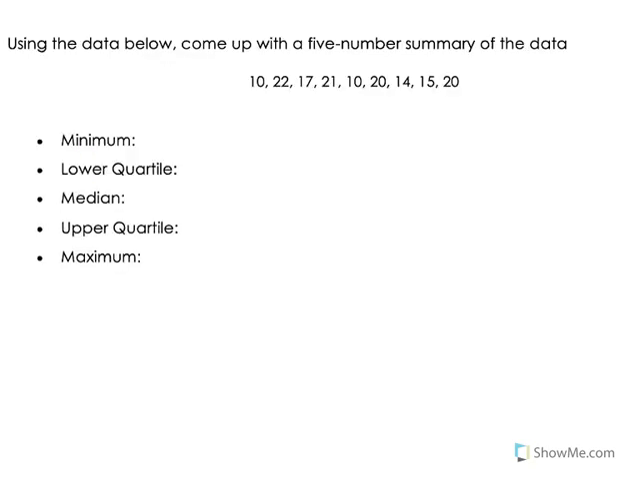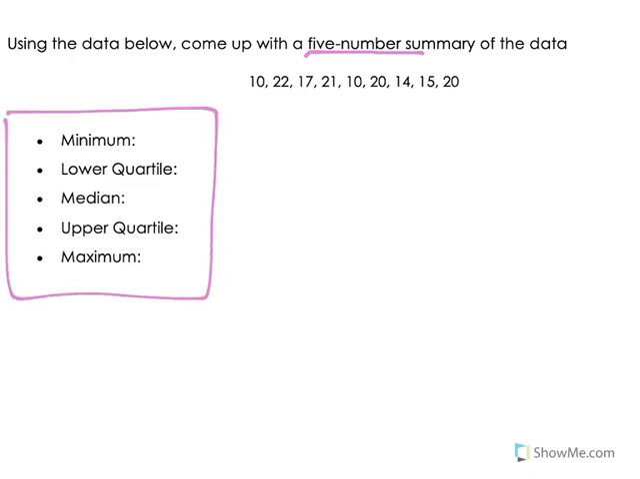This last example, you probably already noticed before we even started that I am not given a box and whisker plot. However, it says using the data below, come up with the 5-number summary of the data. So we can still find our 5-number summary from just a data set, which in turn will allow us, if we choose, to draw our own box and whisker plot.